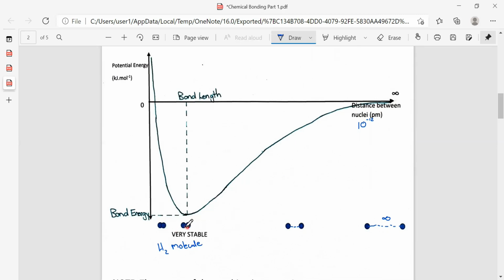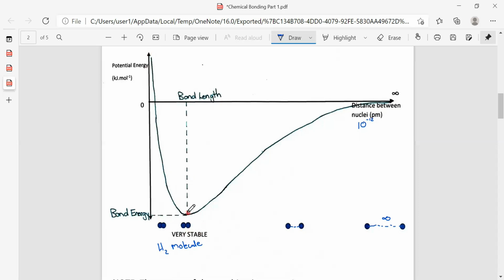Then if we make the distance between the nuclei even less, now the two positive nuclei are repelling and the two electrons are repelling. This is a very unstable situation. They want to go back to this position. So if you force them even closer together, the bond distance between the two nuclei becomes less and less. So if you force them closer together, this energy shoots up because it's an unstable situation.